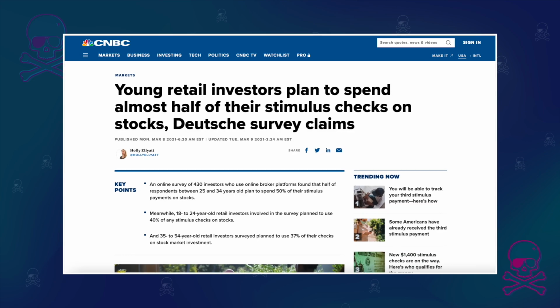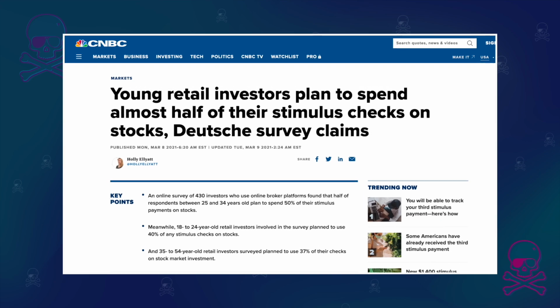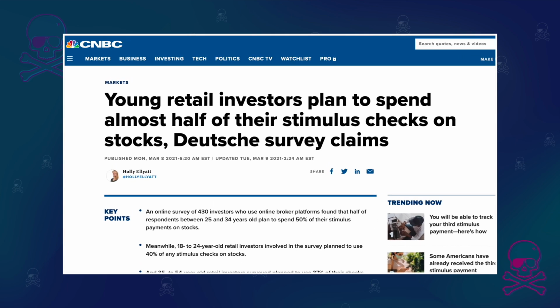On the other hand, we just saw the stimulus bill get passed this week. Checks are coming out potentially as early as this weekend. And a recent Deutsche Bank survey suggests that retail traders are going to put up to 50% of that money into the market. And retail baskets right now are very disruptive tech company heavy. That might serve as a counterweight to what's happening in these institutional momentum flows.